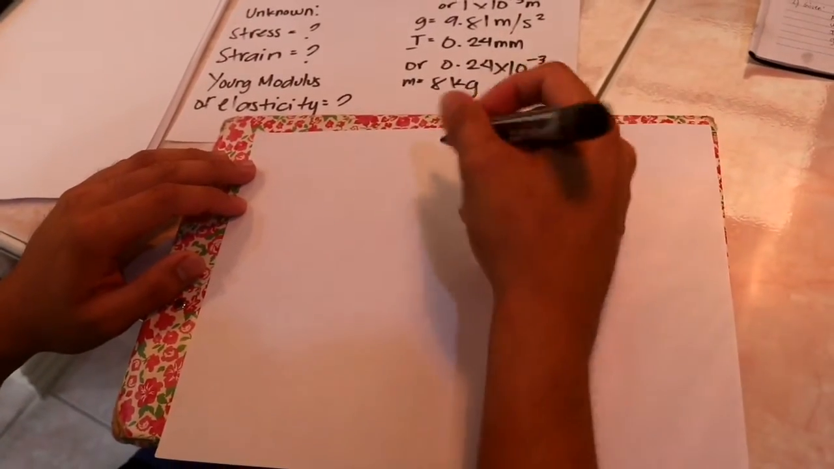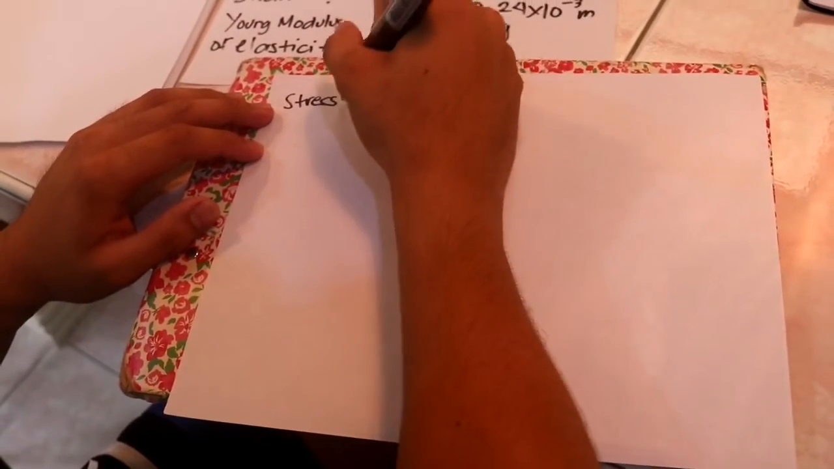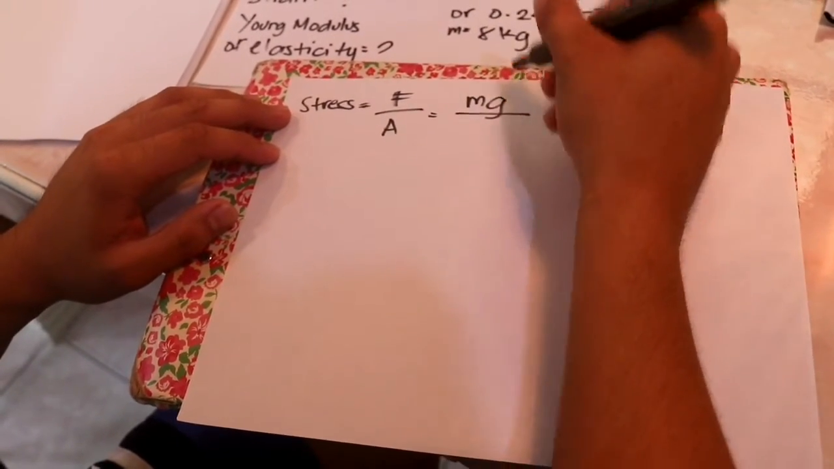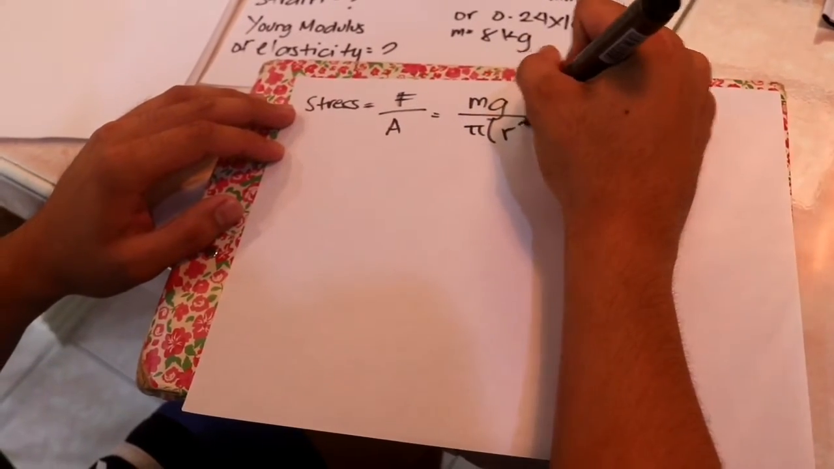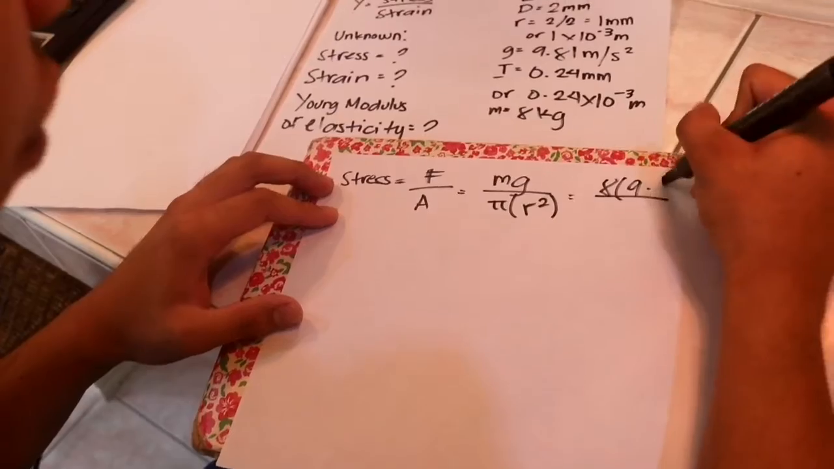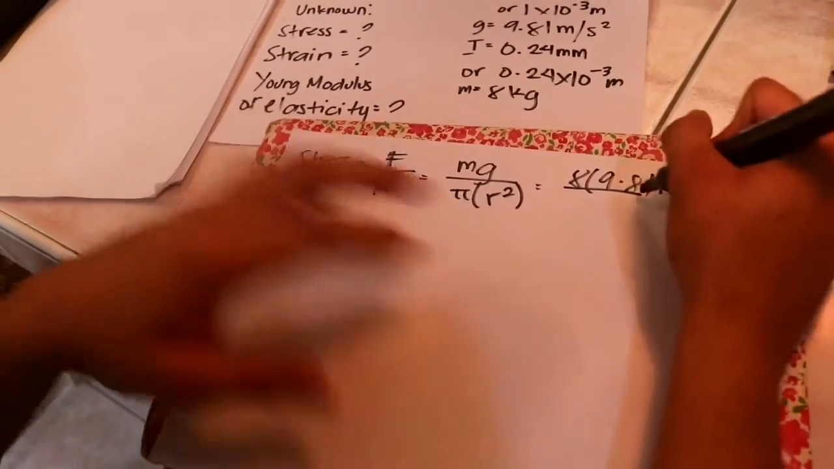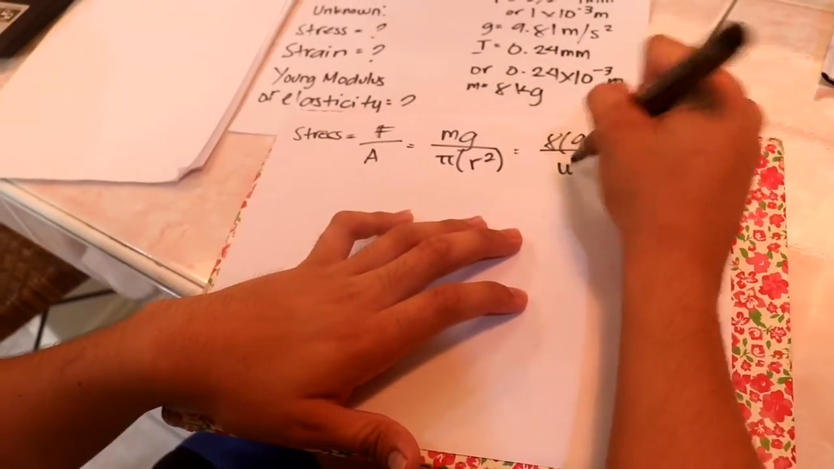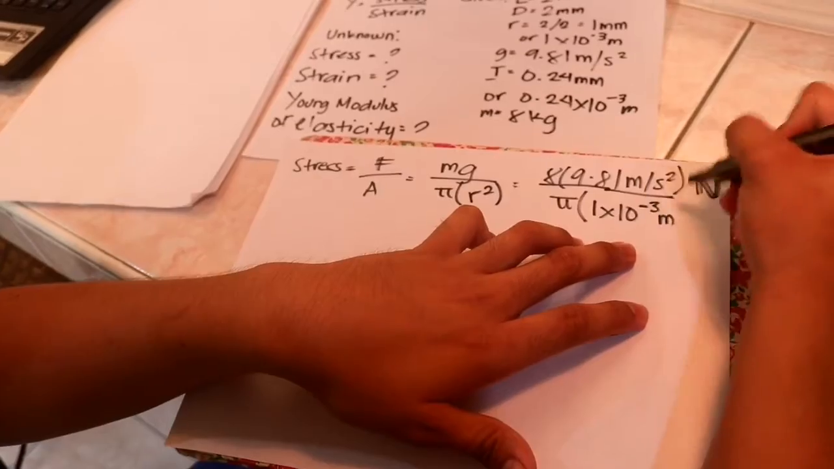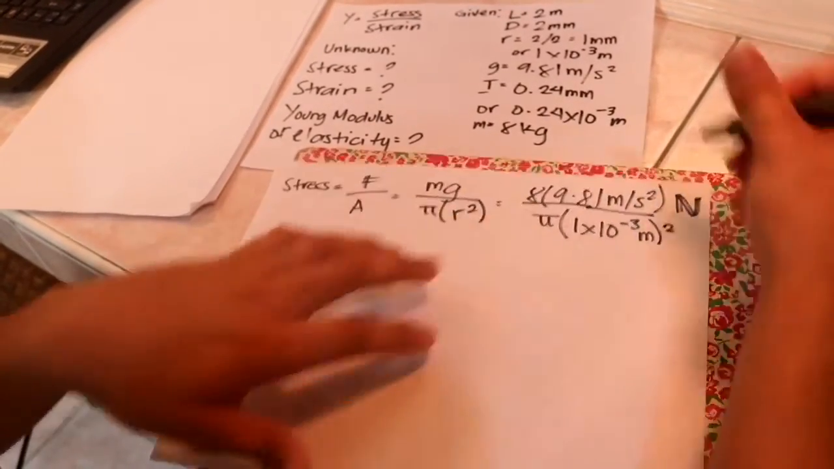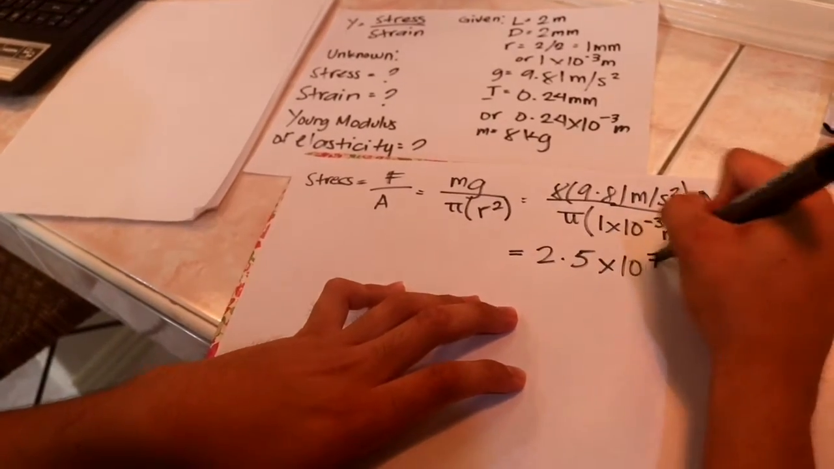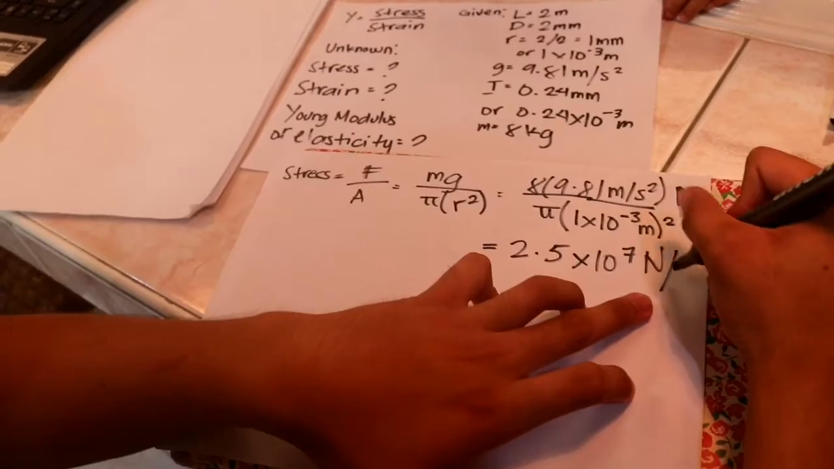So first, let's solve the stress. Stress is equal to force over area, or mass times gravitational acceleration over pi times radius squared. Let's substitute. The mass is equal to 8 multiplied by 9.81 meters per second squared, so that's in Newtons, over pi times the radius, which is equal to 1 times 10 raised to negative 3 meter, squared. So the answer is 2.5 times 10 raised to 7 Newton per meter squared.